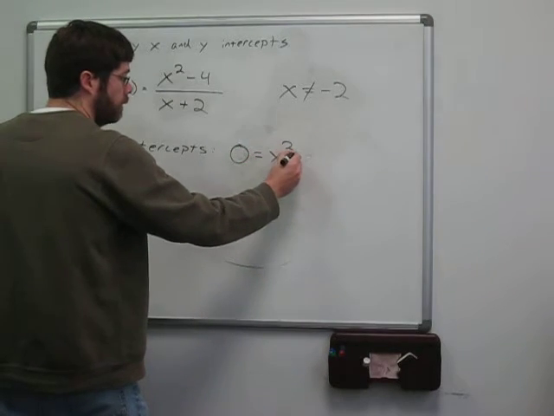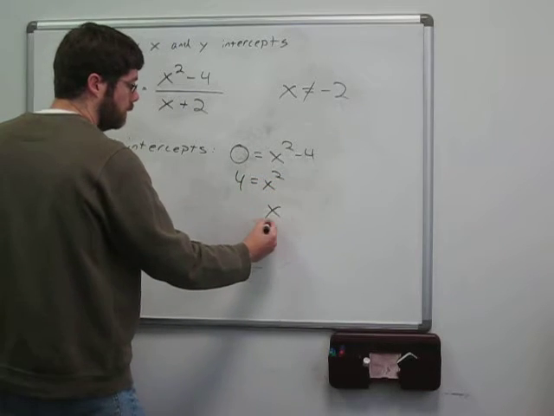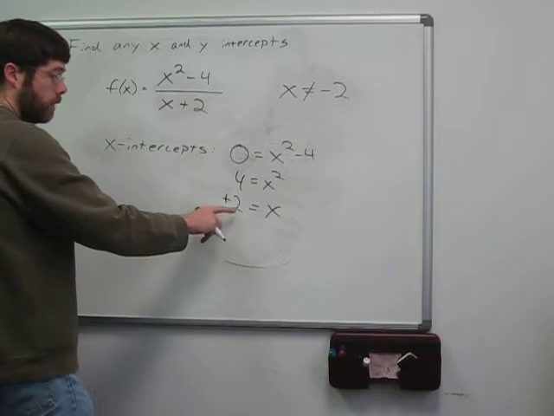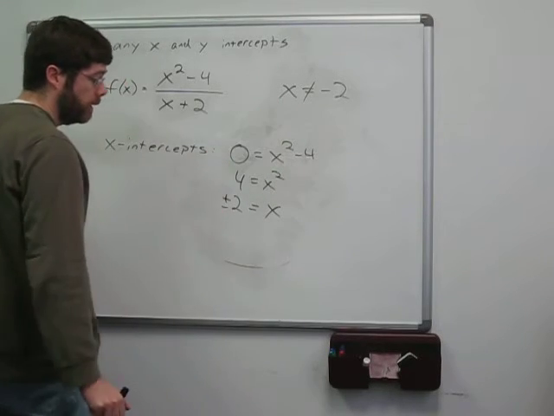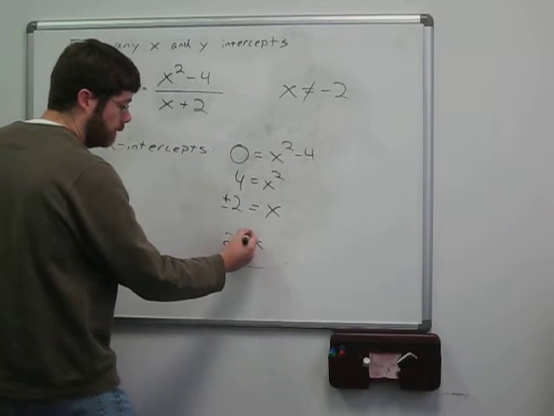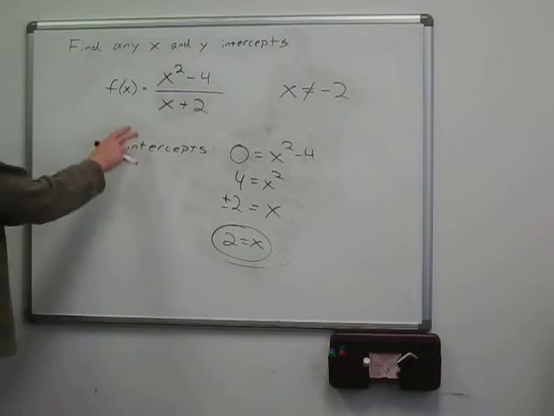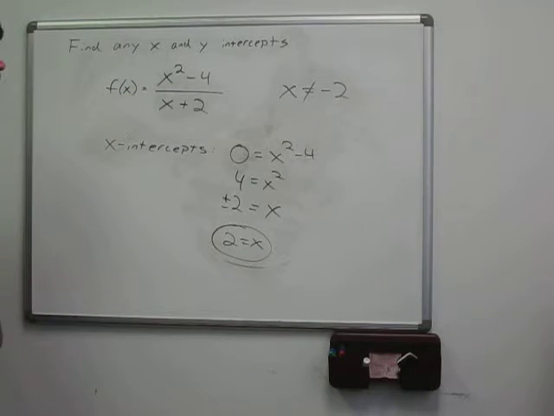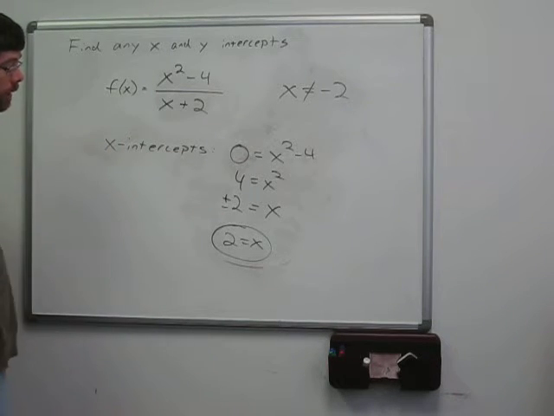Set our numerator equal to 0 and solve. The solutions to this equation are positive and negative 2, but -2 is not in our domain. So x equal to 2 is the only x-intercept for this function. Notice that this is one of those reducible rational functions, which explains why only one of these is an actual x-intercept.